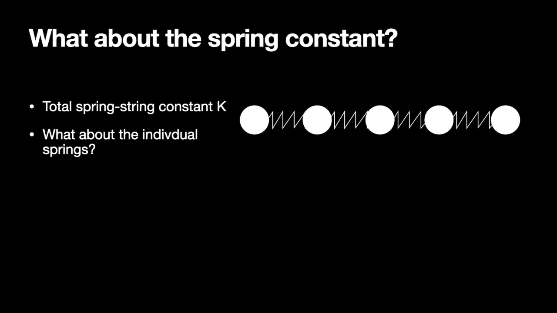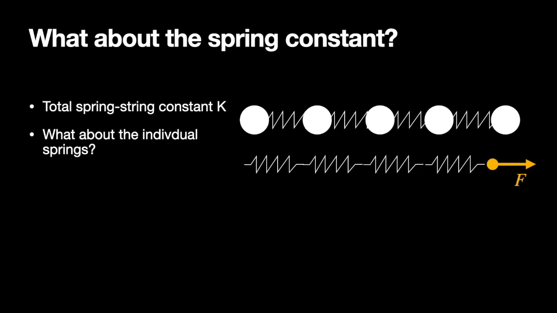So here's my string with the 5 masses and 4 springs. And imagine that I have these 4 springs connected together. I remove the masses to make it easier, and I pull on it with some force F. And the whole thing stretches some amount delta S. Then I can say the magnitude of the spring force is the spring constant, I'm using capital K here just to keep it separate from the individual spring constants, times the stretch. This is Hooke's law.